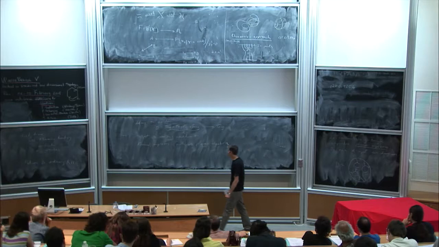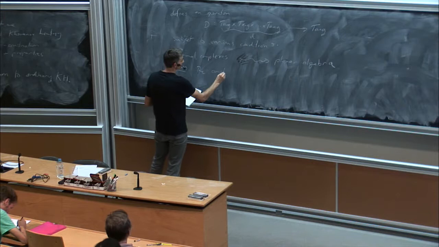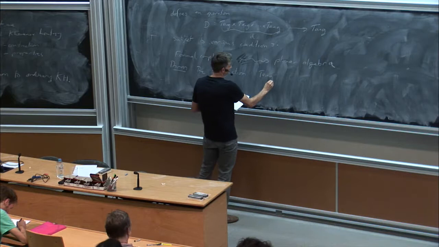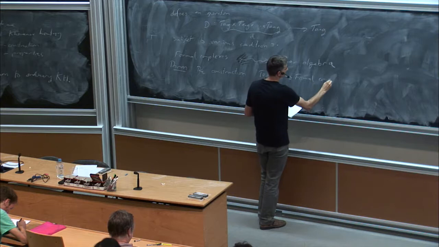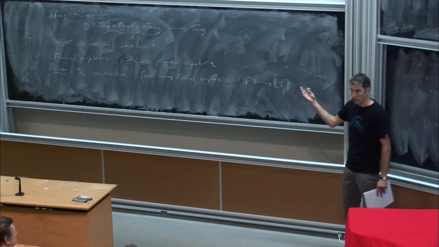But the result behind this then, again Bar-Natan, is that the construction of a formal complex, from tangles to formal complexes, so it takes a tangle T to this thing, preserves the planar algebra structure. So this is a morphism of planar algebras.